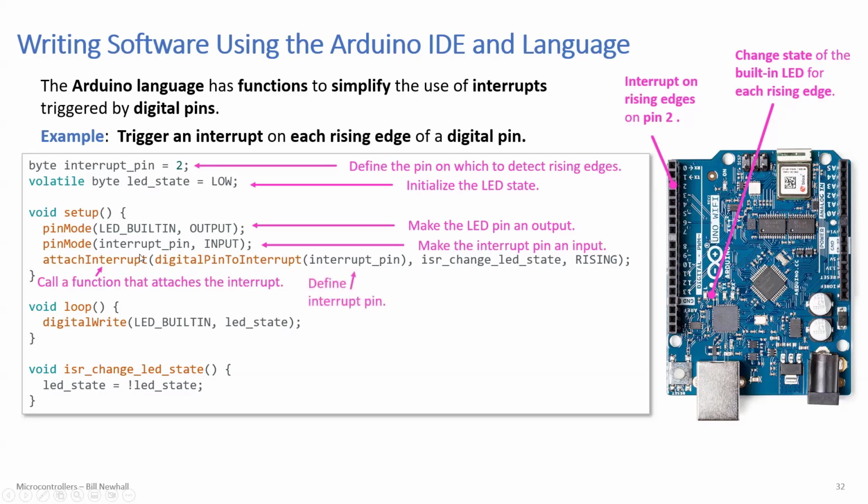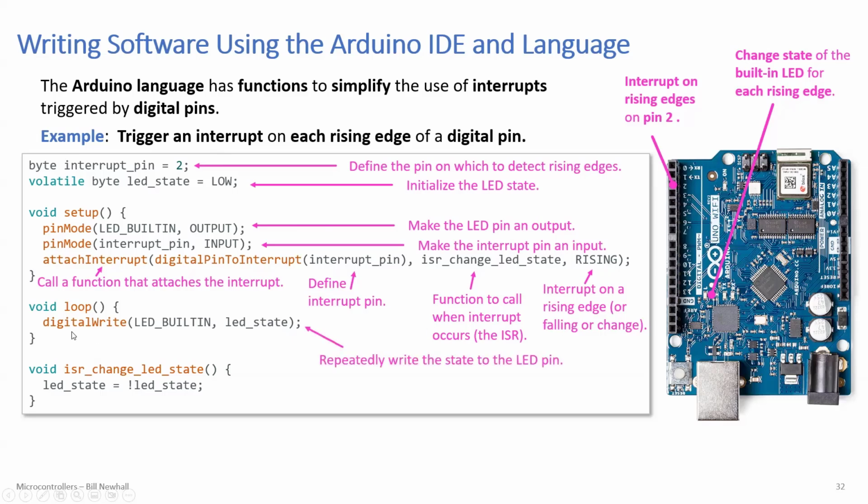Okay, so this is the interrupt pin here, right? Pin 2. And this is the function that will be called when the interrupt occurs. This is the ISR, interrupt service routine. And I'm defining the interrupt to fire, to happen, on a rising edge. You could also define falling edge. It doesn't matter, but this example uses rising edge.